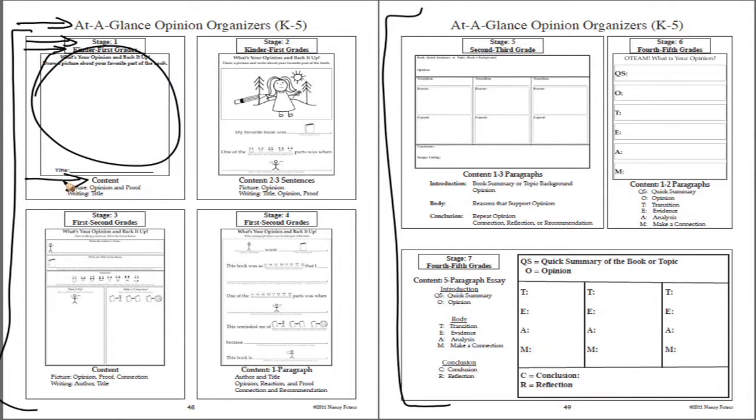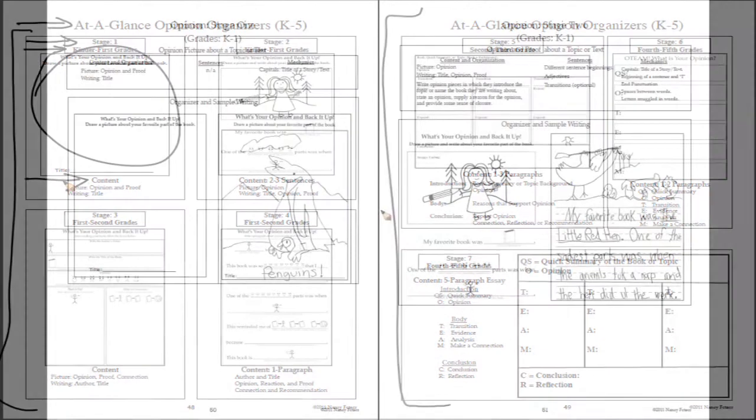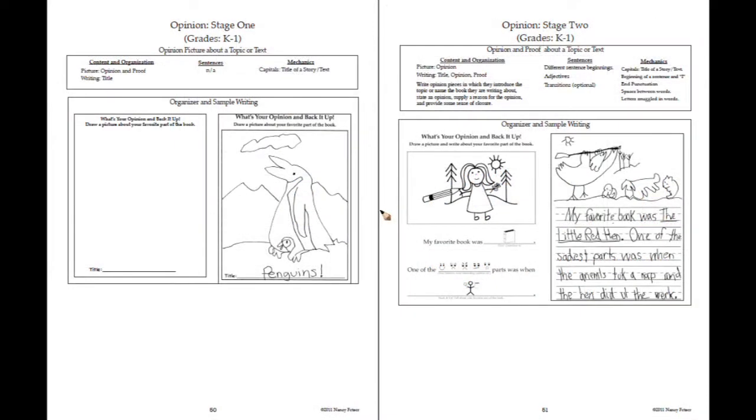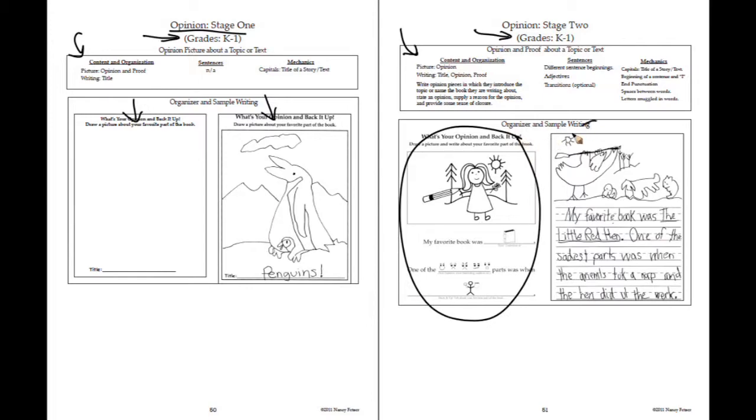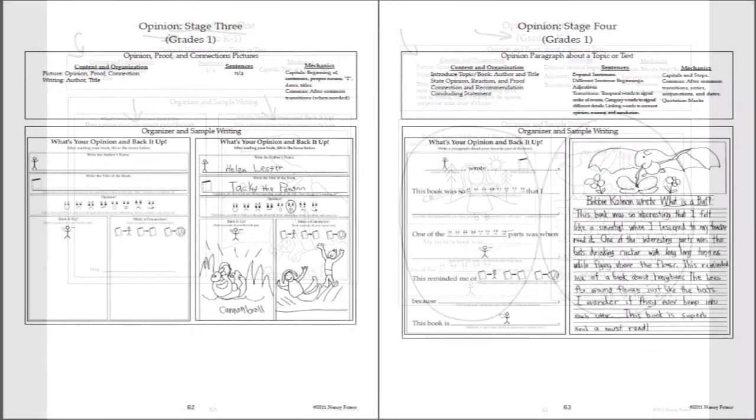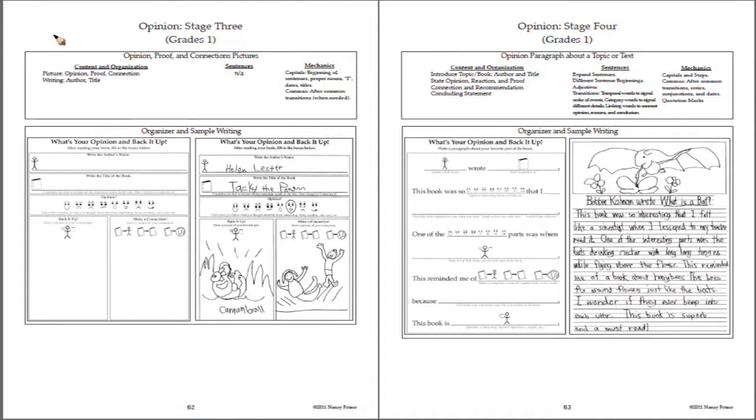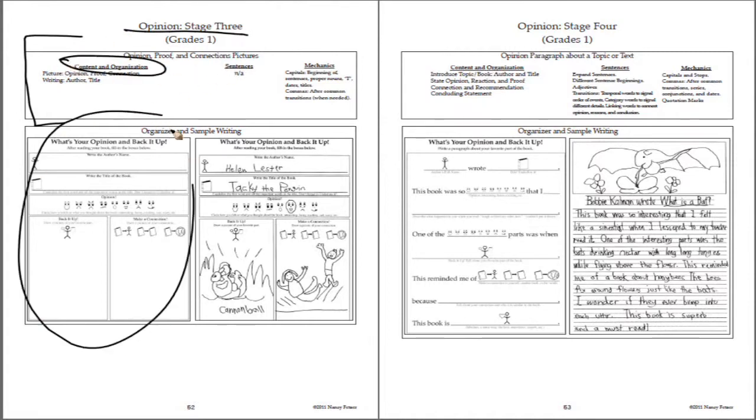Let's move on and look at each one of these stages in detail. Page 50 has stage 1, the grade level K1, our descriptors for content organization, sentences, and mechanics, the organizer, and then the sample writing. If you look at stage 2 on page 51, grade levels K1, the descriptors, the organizer, the sample writing. Page 52 and 53 have the same exact organization. Page 52 has stage 3. You have your descriptors, the organizer, sample writing.